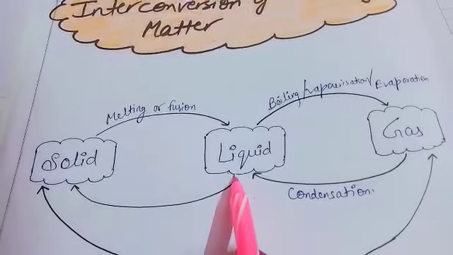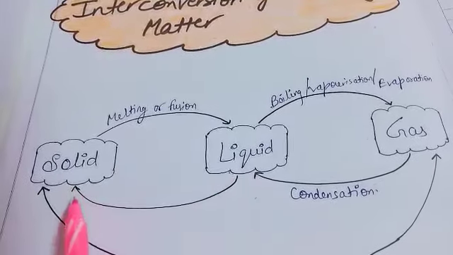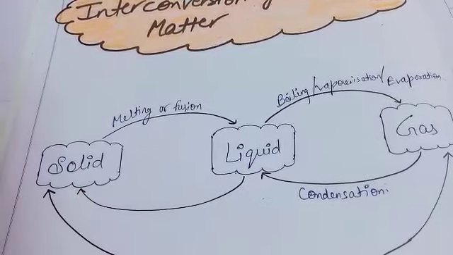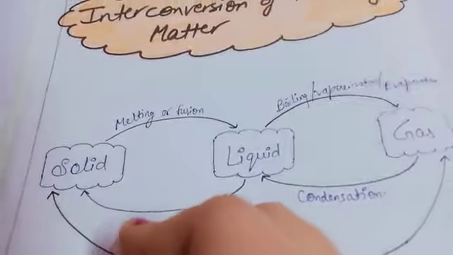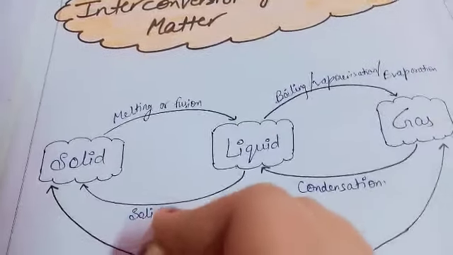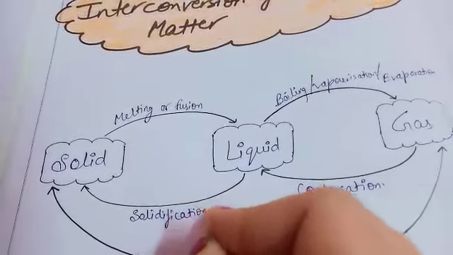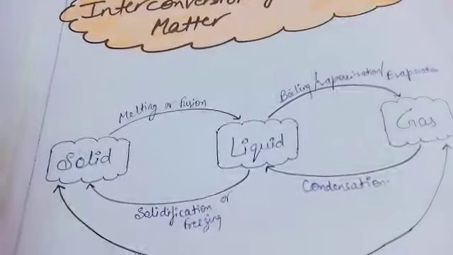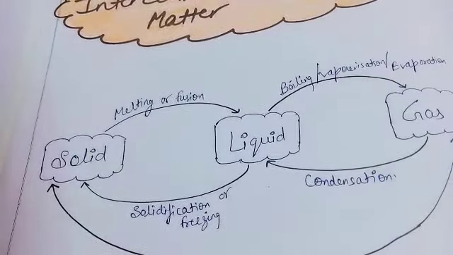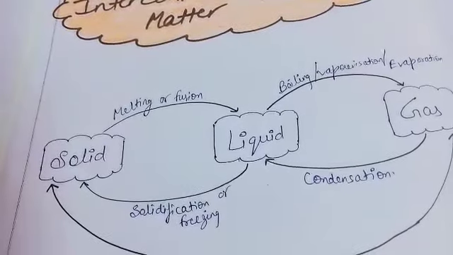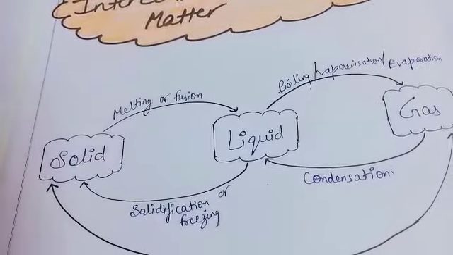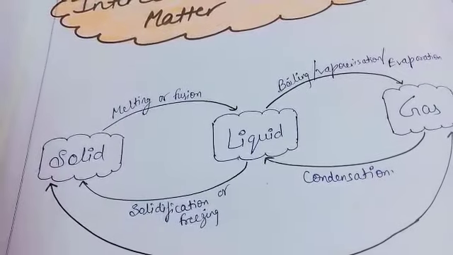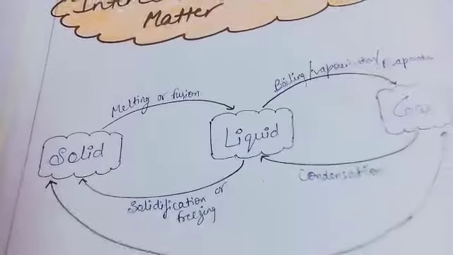Now another one: liquid is converted into solid. This process is known as solidification, or you can say this process is freezing. When we decrease the temperature, liquid is converted into solid. Again, water freezes at 0 degree Celsius. So this is known as freezing, or solidification.